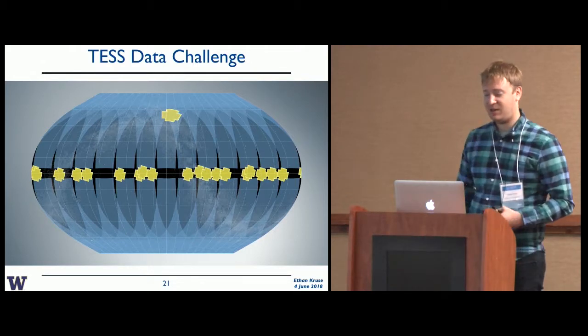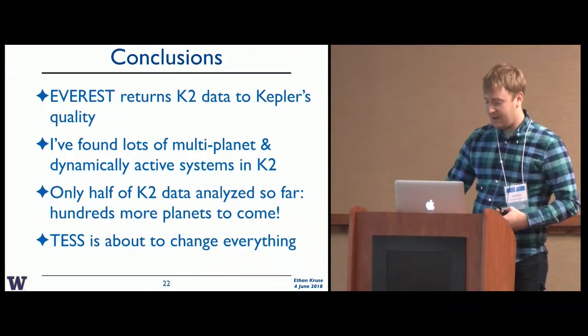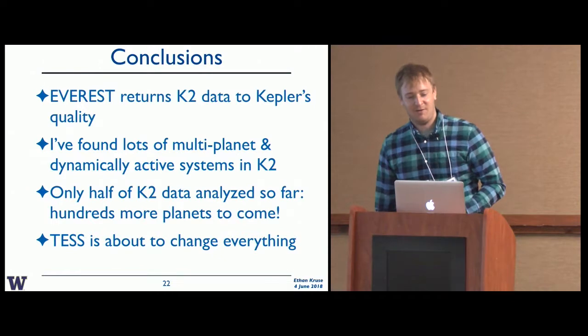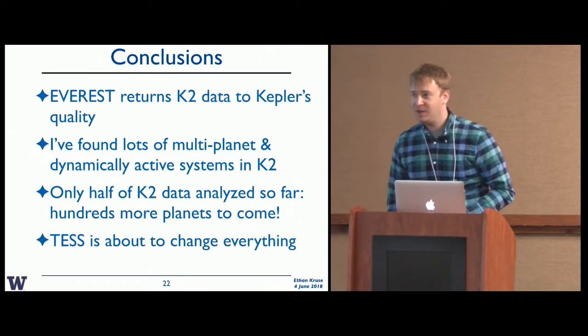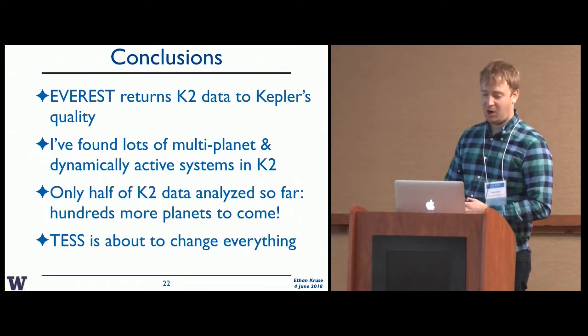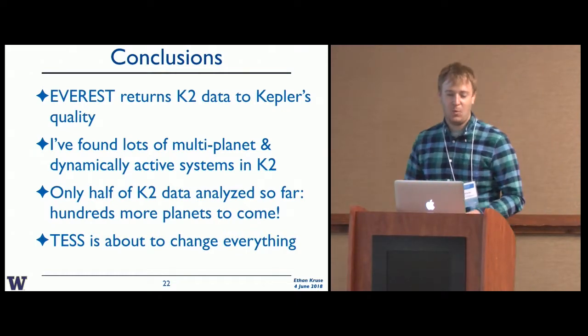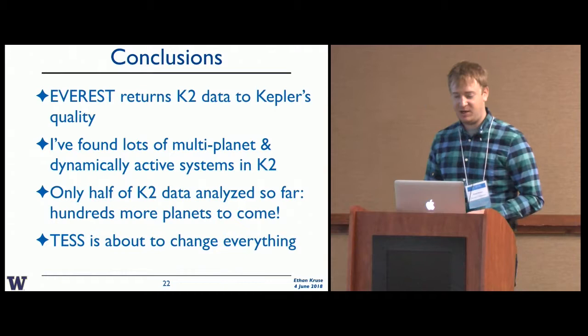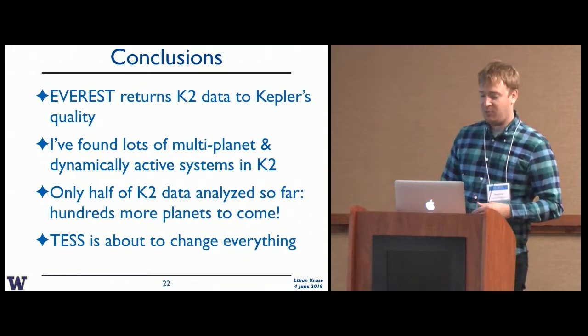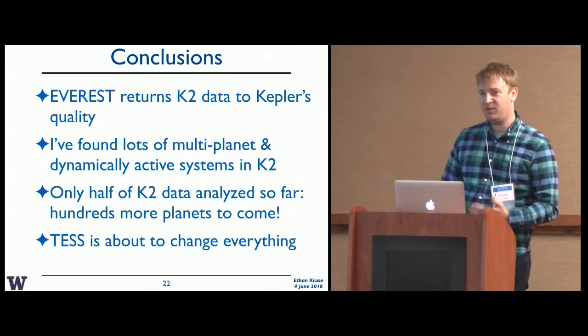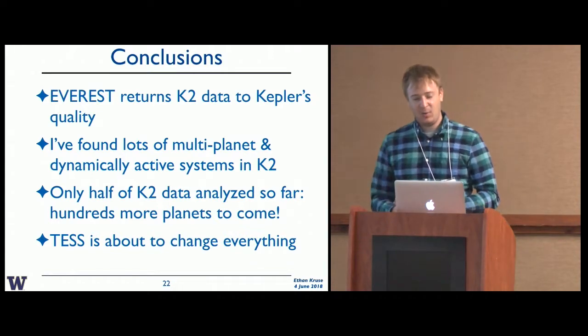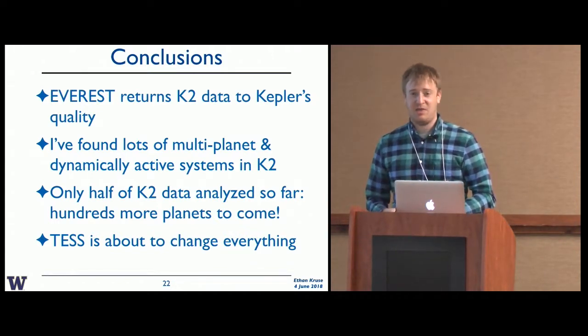So it's going to be really exciting, and we're going to need all the computers we can get to do stuff like this. So just to conclude, our group at the University of Washington has developed the best way to turn K2 data back into Kepler data, and use it to find planets. We found hundreds of planets so far in only the first half of K2. And we have thousands more stars to go, and we're just gearing up.